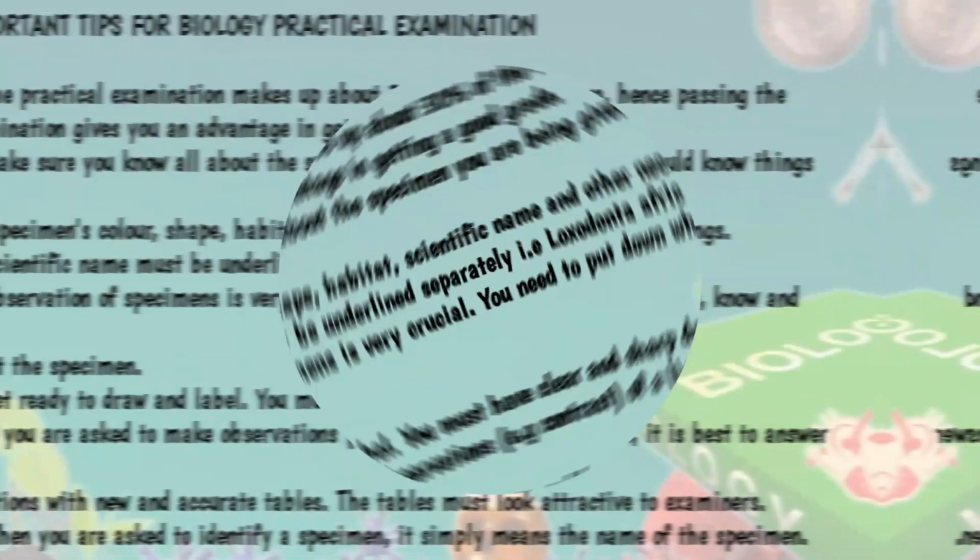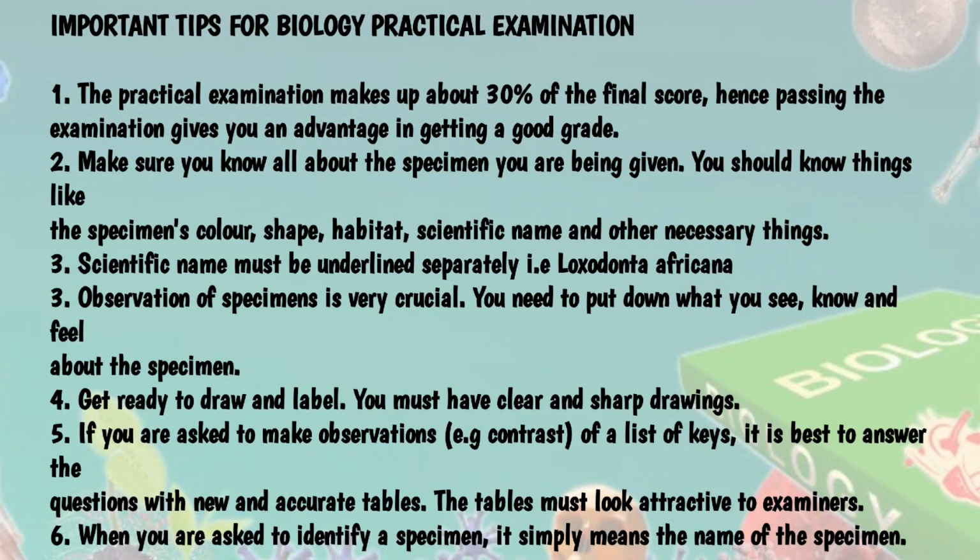Moving on, tip number four is that it is important you observe your specimen. You need to put down what you see, what you know about this specimen, and how you feel about this specimen. Even if you have watched on a cartoon that a particular insect has 12 pairs of working legs, and before you in the examination hall, the insect has 3 pairs of working legs, you are expected to write that the insect has 3 pairs of working legs and not what you have seen somewhere else.